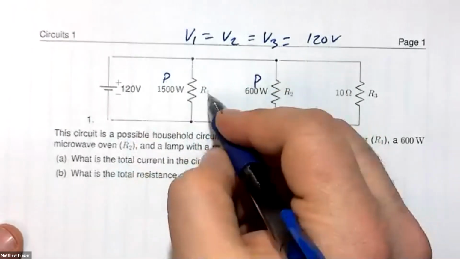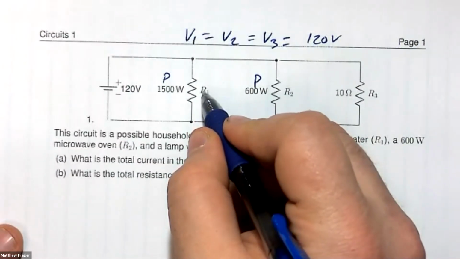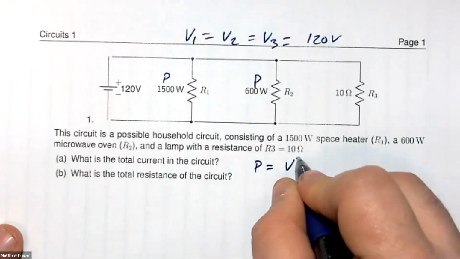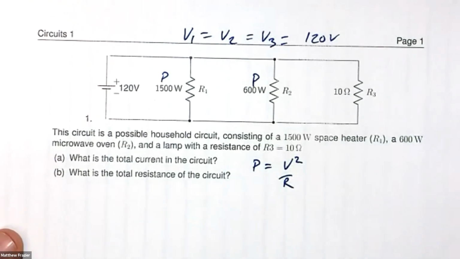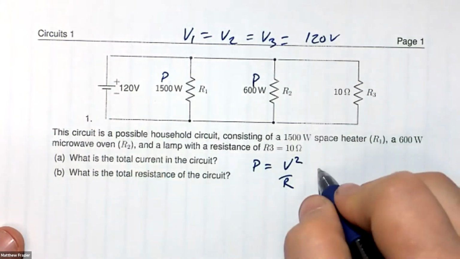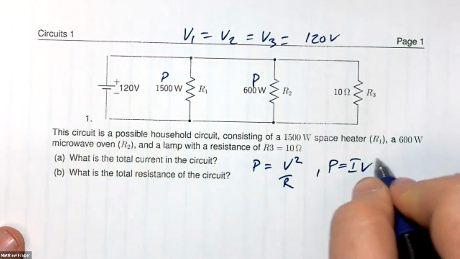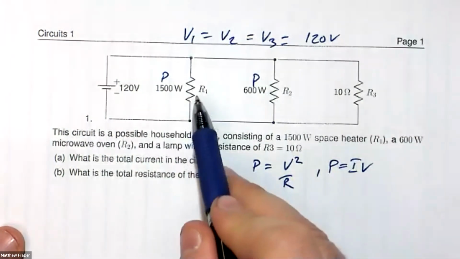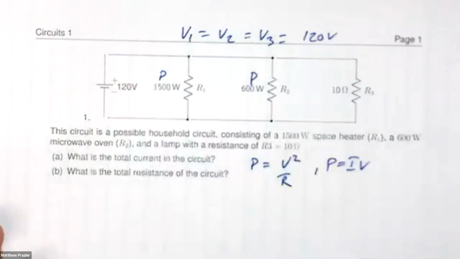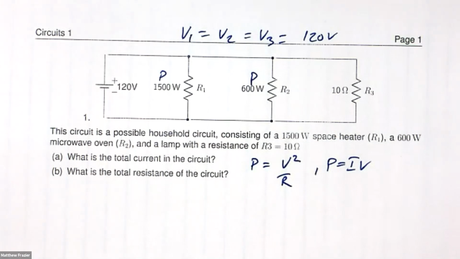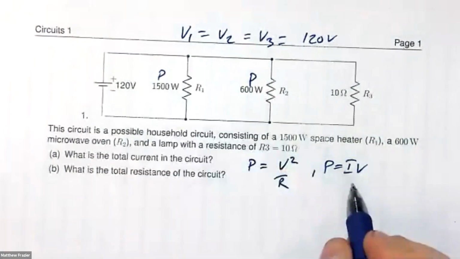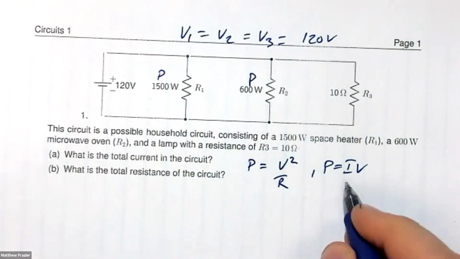Now we can calculate the resistance here if we want to, from power is V squared over R. Since we have to calculate the total current, we might as well do that as well, as current times voltage. Going through this first one, if you have 2 of the 4 variables, you can generally solve for the other 2. So we have the power is 1500 watts, and the voltage is 120 volts.